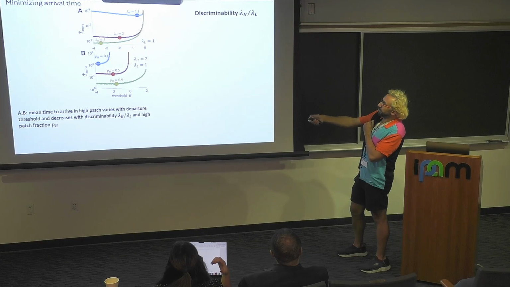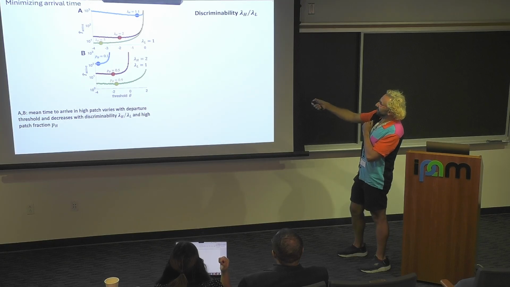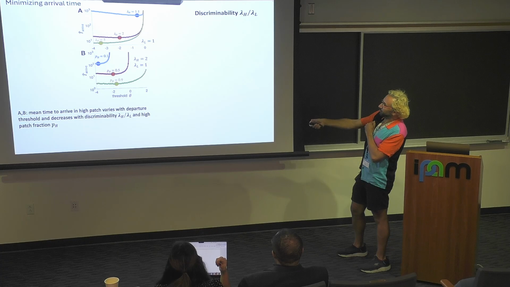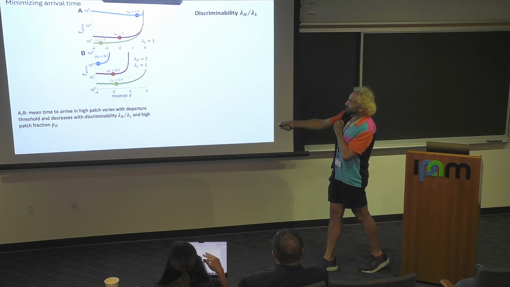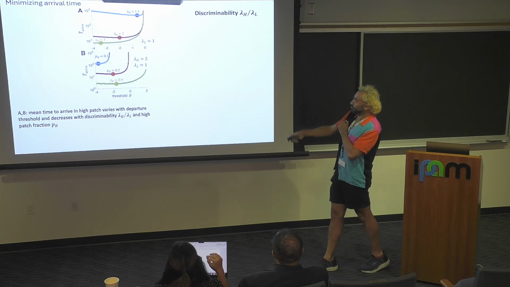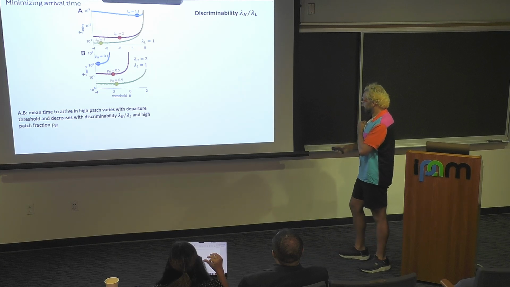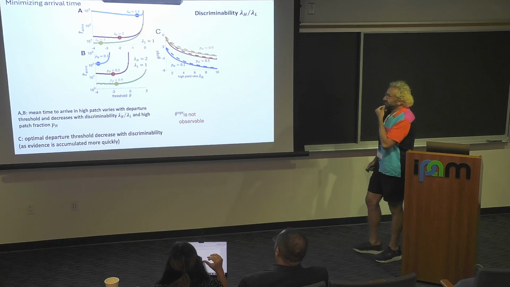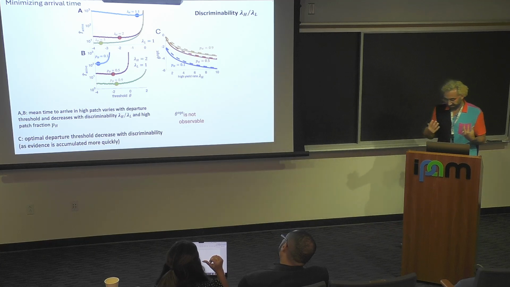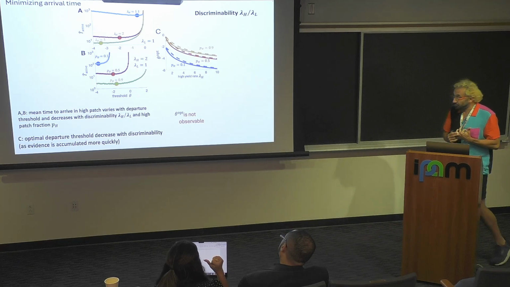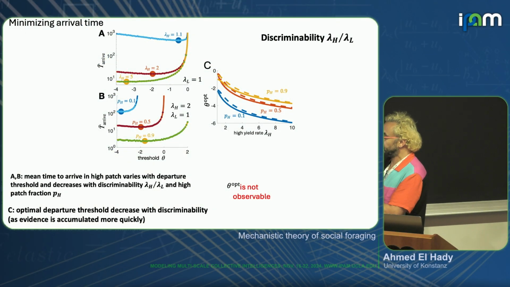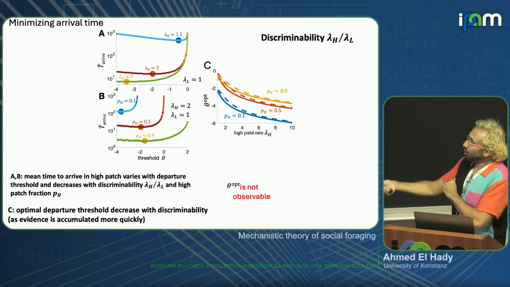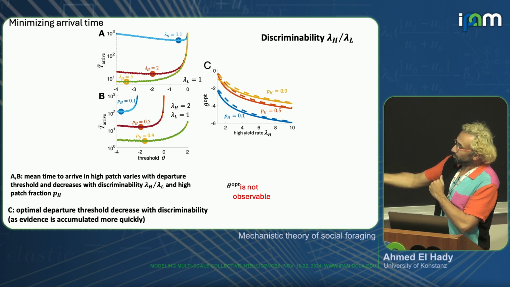We can play the same game by keeping this ratio, which is the discriminability between the high and low patch, and increase the probability of the high patch in the environment. We are also minimizing this arrival time. But what else? The nice thing about this type of model, these accumulation of evidence models, is that there are parameters that we can infer that are not observable from the experiment, which is this optimal threshold that we can observe by fitting it with the data.